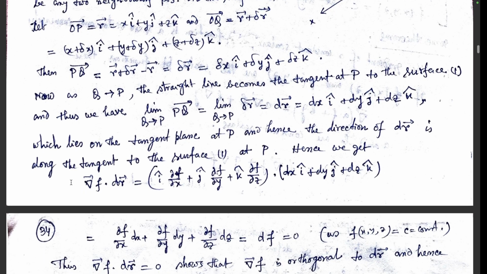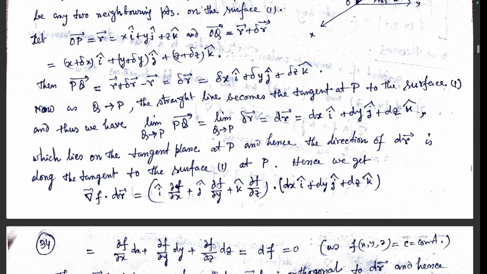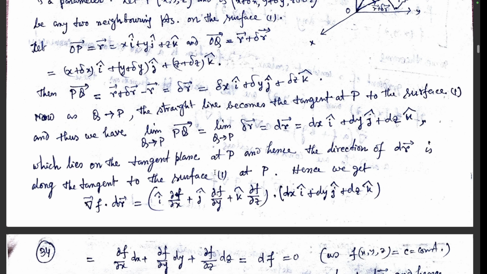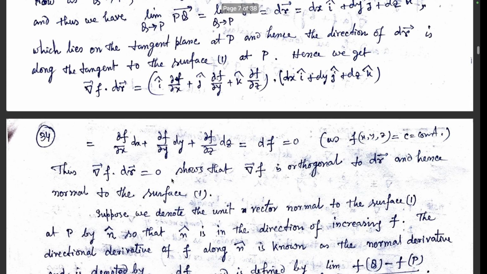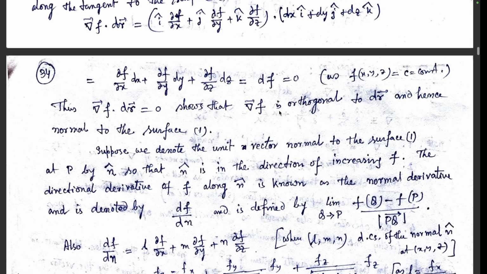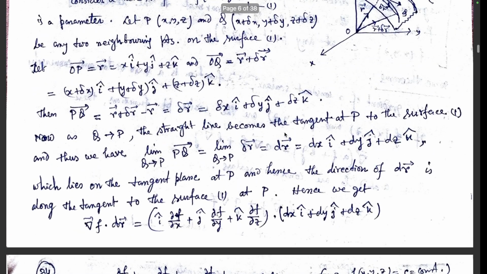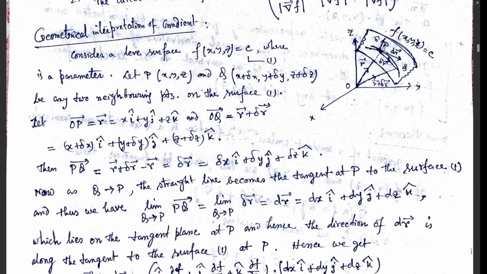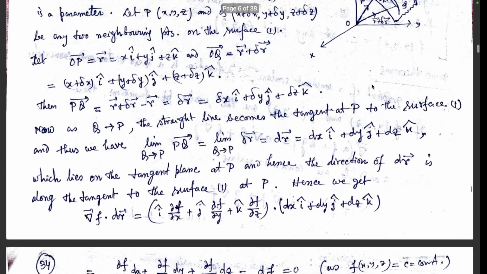which lies on the tangent plane at P, and hence the direction of dr is along the tangent to the surface at P. So grad f dot dr equals 0, which shows that the gradient of f is orthogonal to the dr vector. So it is normal to the surface. And since dr vector is the direction along the tangent, the gradient is normal to the tangent plane of this surface.